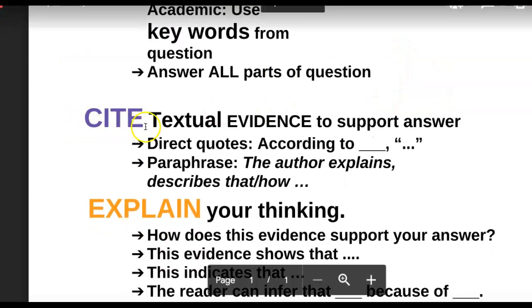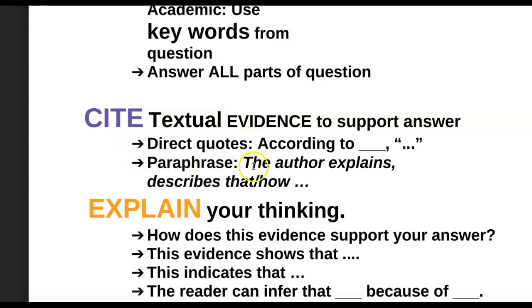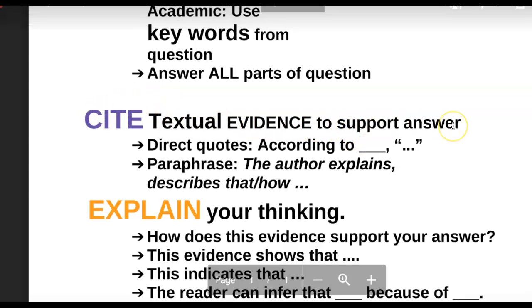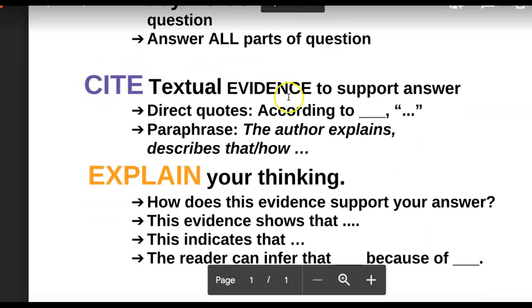C, cite textual evidence. That means, where's your quote? Where's your direct quote from the text? Where's your paraphrase where you say the author explains, the author describes, the author shows? So cite textual evidence to support your answer. So answer the question, cite textual evidence, and then the last step to ace it is explain your thinking.